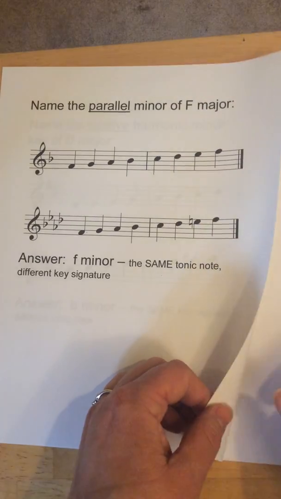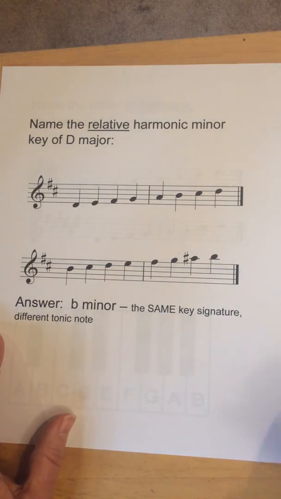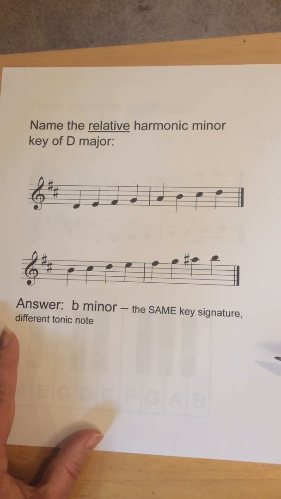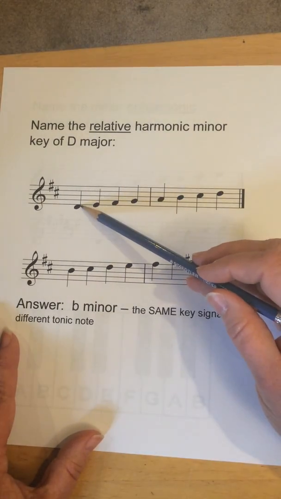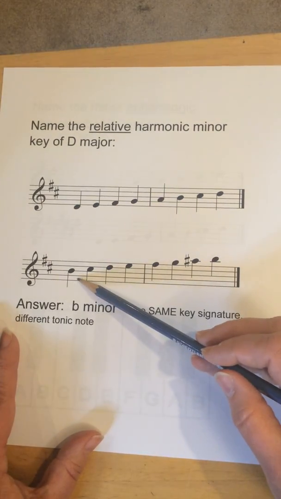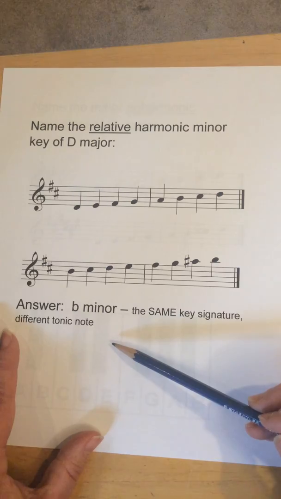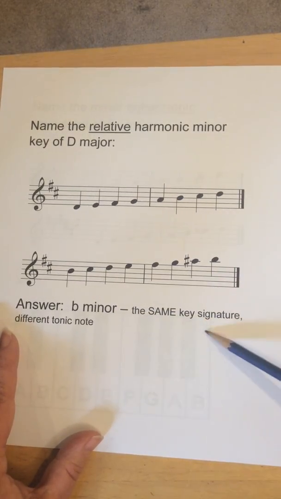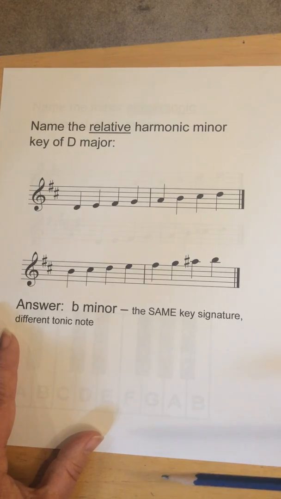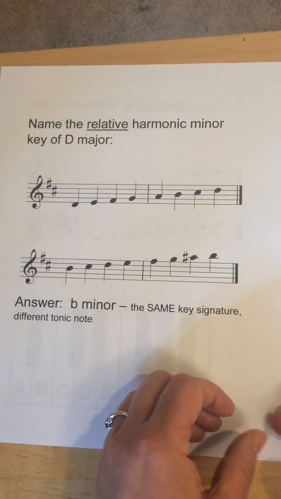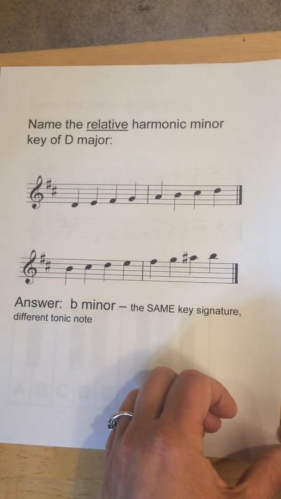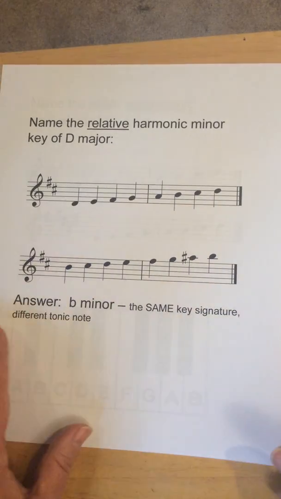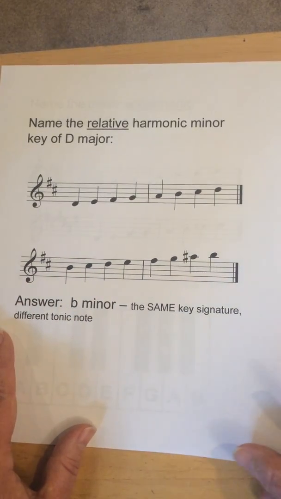Okay. Now we wanted to name the relative harmonic minor of D major. D major has 2 sharps, and B minor, its relative, has 2 sharps. Again, they do not share the same tonic. They are relative. They share the same key signature, but a different tonic note. We can talk more about relative minors and majors in my other talk about that.